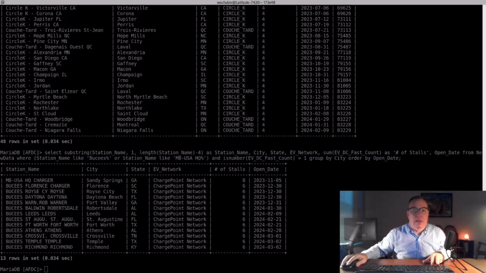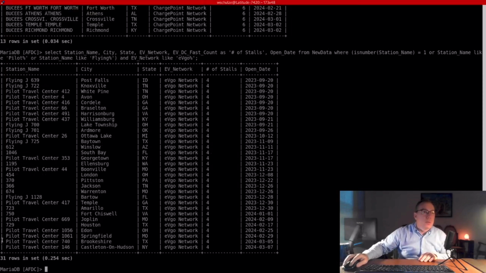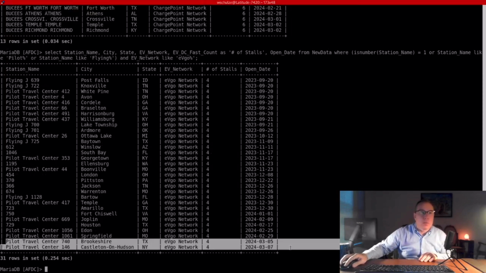Next one is Pilot Flying J. They opened 2, one in Brookshire, Texas, and one in Castleton on Hudson, New York. Brookshire is west of Houston. Castleton on Hudson is the furthest north location so far.